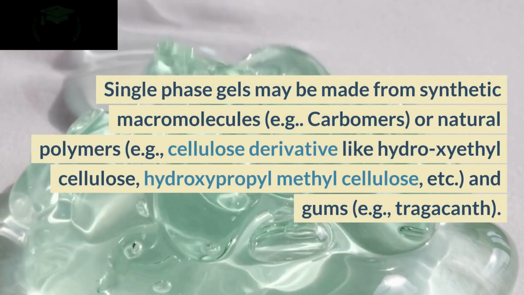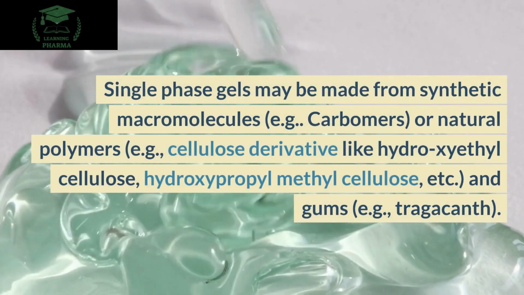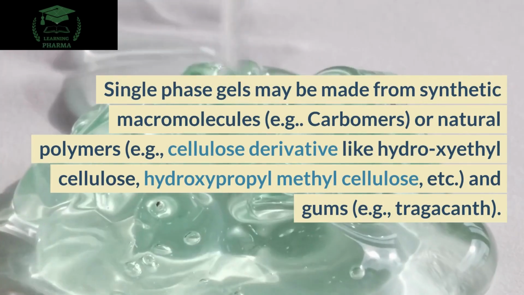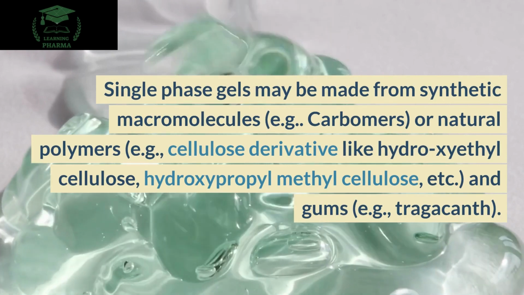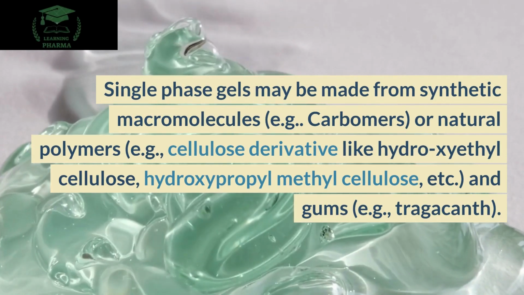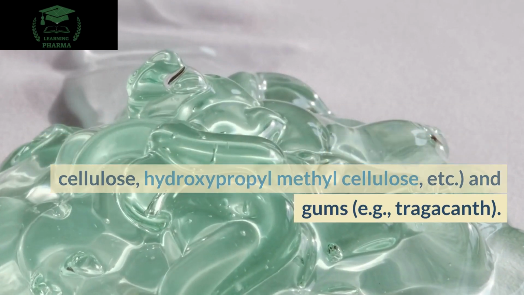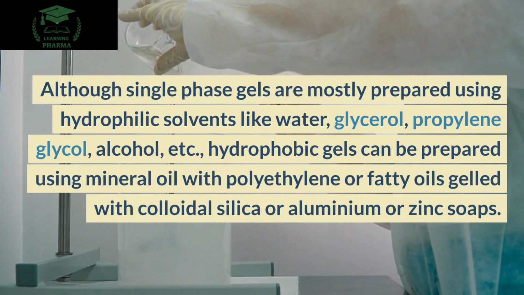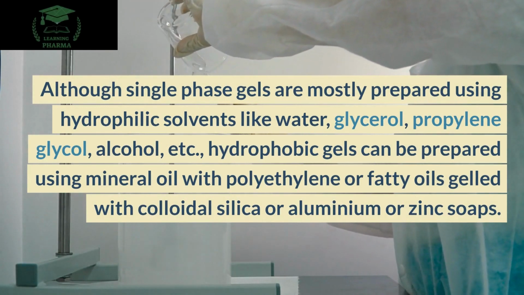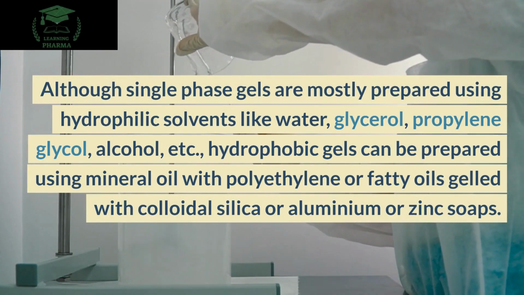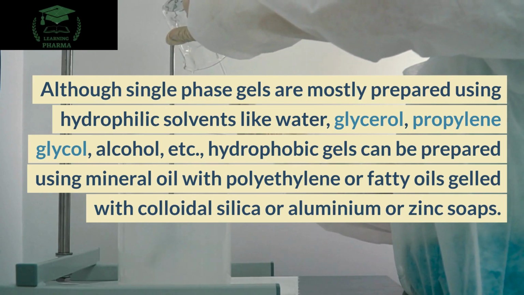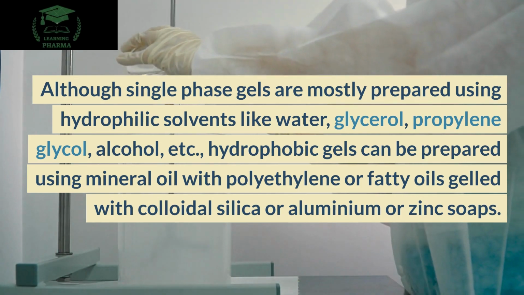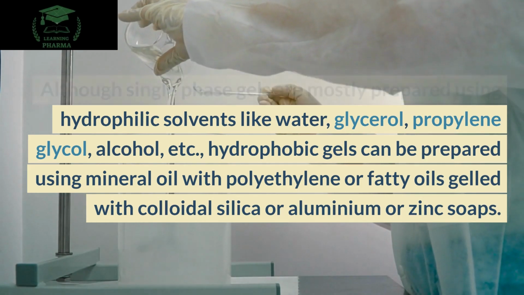Single-phase gels may be made from synthetic macromolecules, e.g., carbomers, or natural polymers, e.g., cellulose derivatives like hydroxyethyl cellulose, hydroxypropyl cellulose, etc., and gums, e.g., tragacanth. Although single-phase gels are mostly prepared using hydrophilic solvents like water, glycerol, propylene glycol, alcohol, etc., hydrophobic gels can be prepared using mineral oil with polyethylene or fatty oils gelled with colloidal silica or aluminium or zinc soaps.